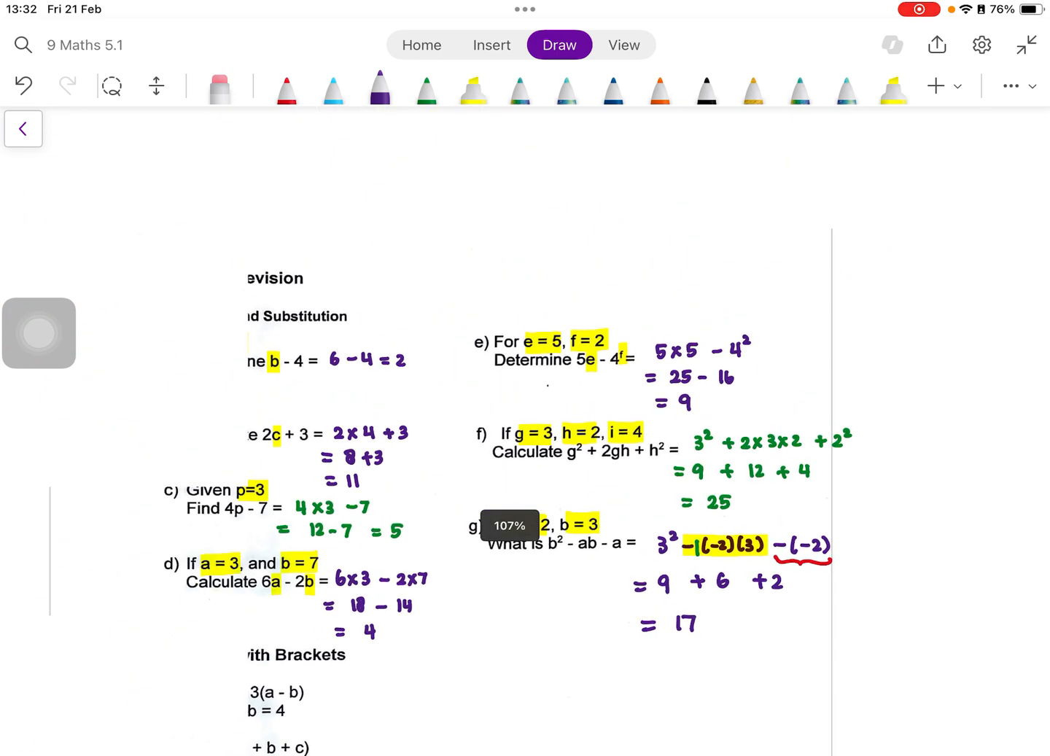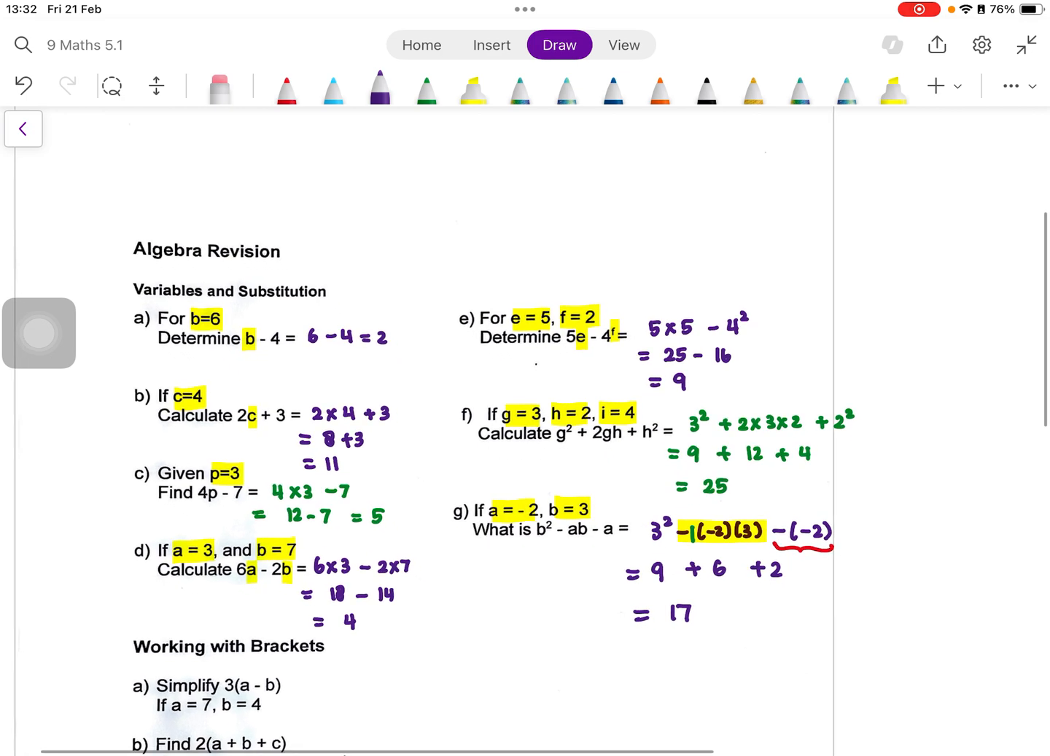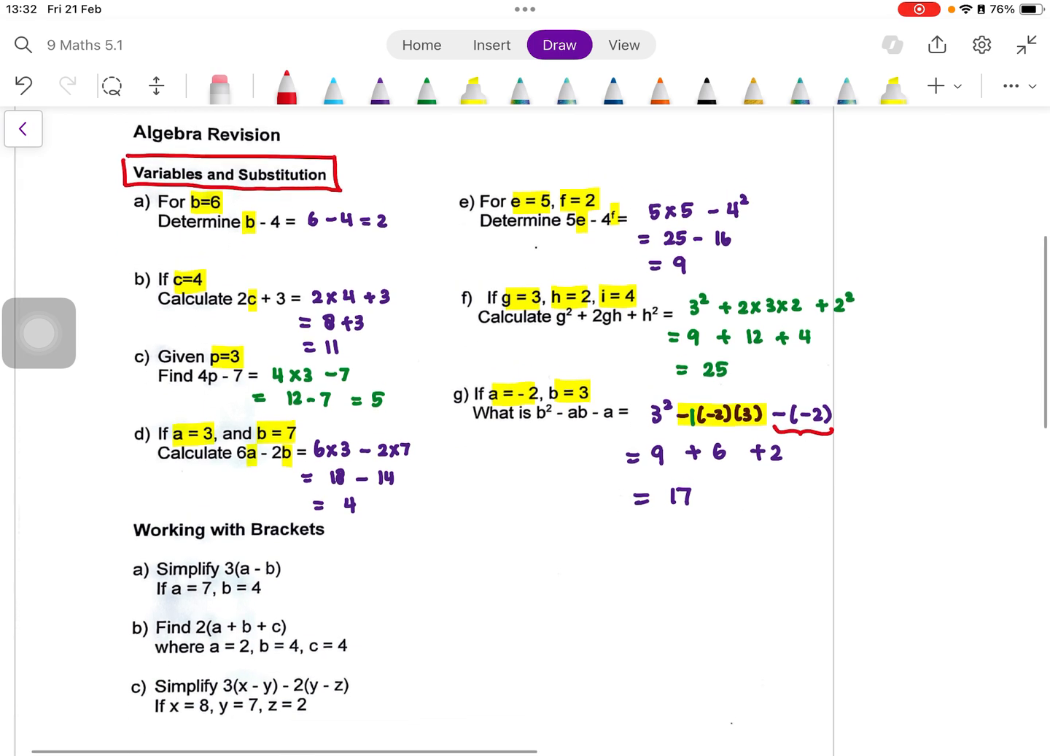So that will be the answer to question part G, where it says variables and substitution. In the next video, we'll be working with brackets.